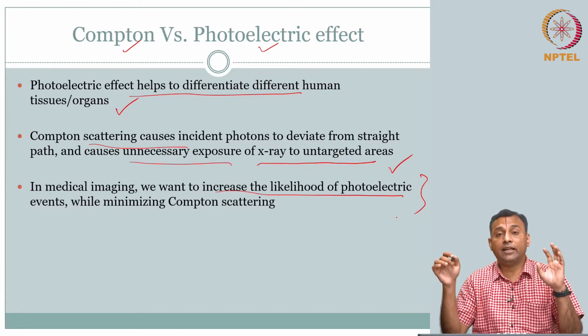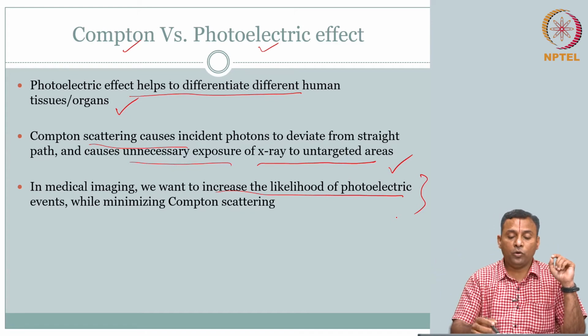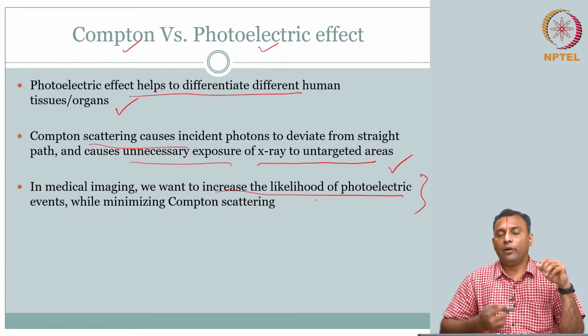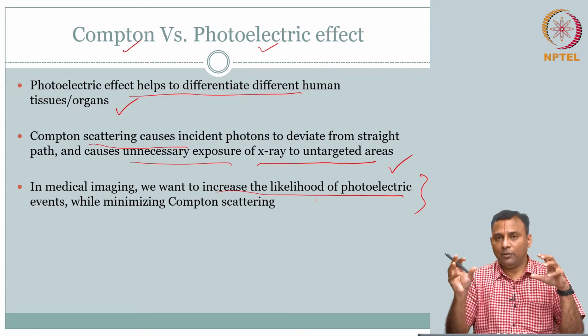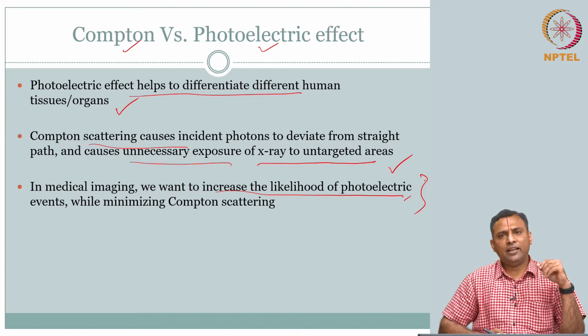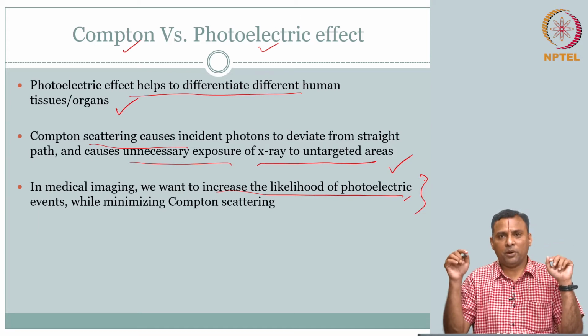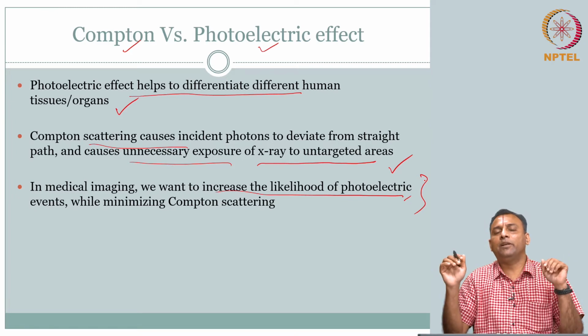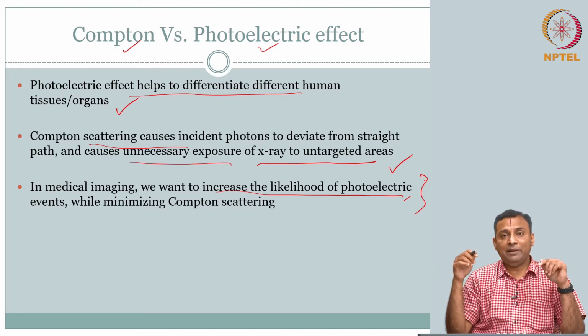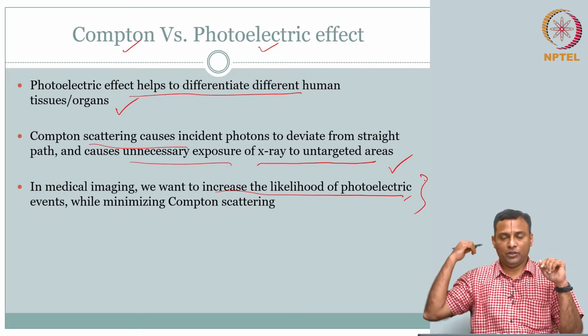The simplest case, let me tell you what happens if I know how to increase the likelihood of photoelectric events. What does that mean? I want the photons to get absorbed by the Coulomb cloud, the atom cloud. So what happens if I say, look, I want to increase the probability so that it is completely absorbed by the material, that is, nothing comes out? From a medical imaging point of view we might not favor that because we need something to come out.